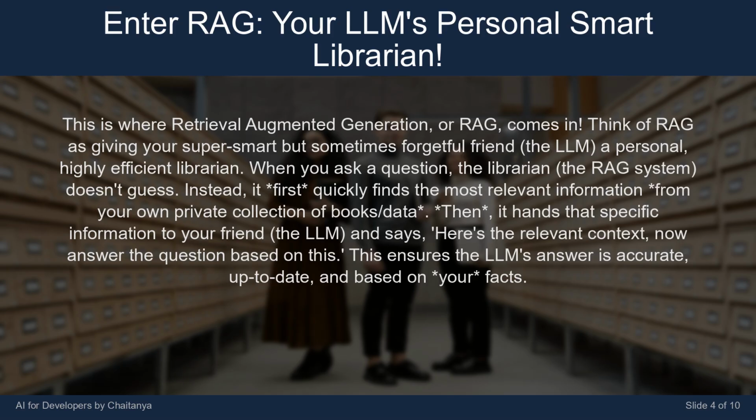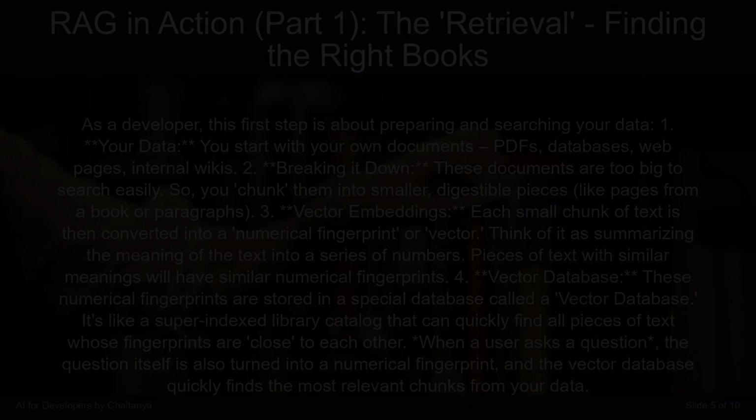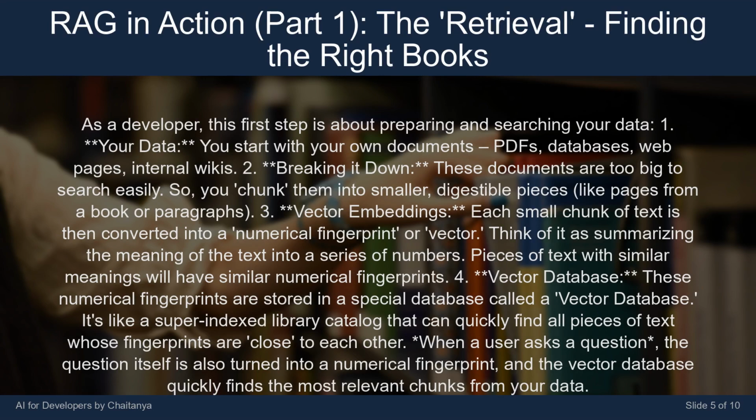Instead, it first quickly finds the most relevant information from your own private collection of books, data. Then, it hands that specific information to your friend, the LLM, and says, "Here's the relevant context. Now answer the question based on this." This ensures the LLM's answer is accurate, up to date, and based on your facts. As a developer, this first step is about preparing and searching your data.